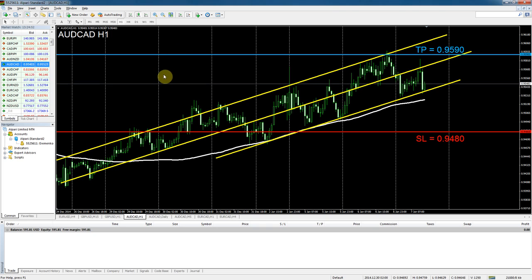So trading the Australian dollar, Canadian dollar has its own specifics, and it's quite interesting at times. So I think this will be a good example to illustrate the currency pairs that don't involve the American dollar.